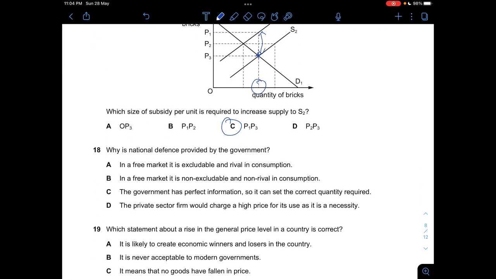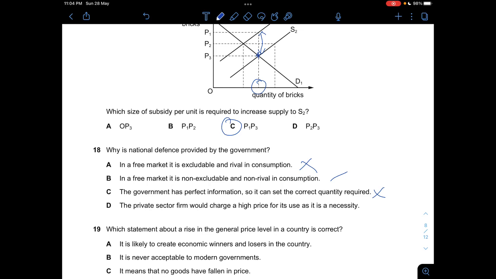Question 18, why is national defense provided by government? Now, national defense is a public good, it's non-excludable and non-rival. So A, it says in the free market is excludable and rival in consumption, which is not correct. B, it says in the free market is non-excludable and non-rival in consumption, which is correct. C, it says the government has perfect information, so it can set the correct quantity required, which is not really correct, because it's not because of perfect information, it's because it is non-excludable and non-rival.